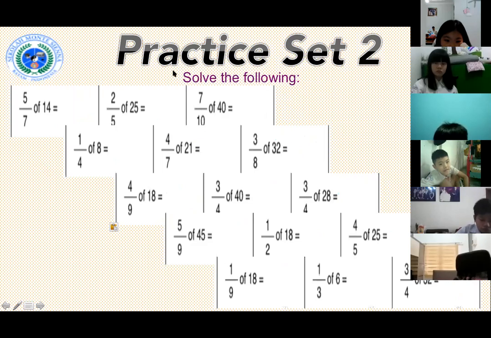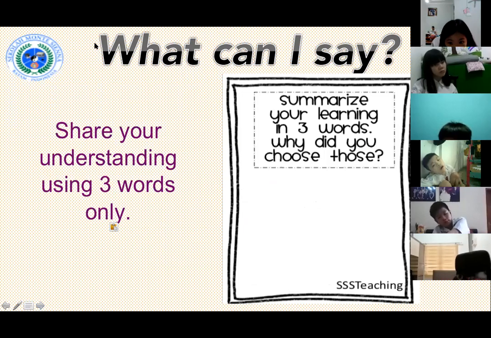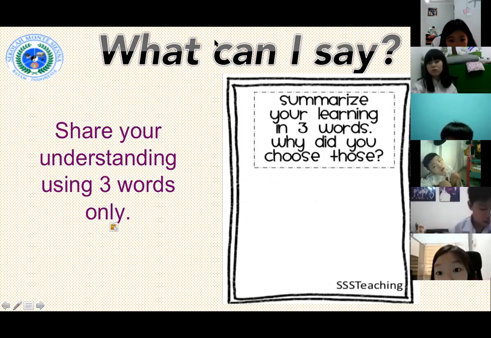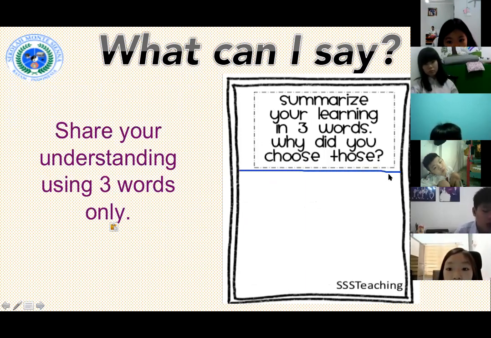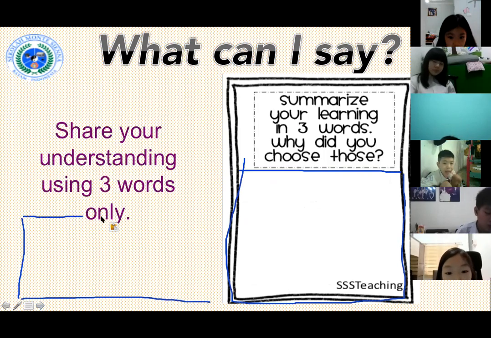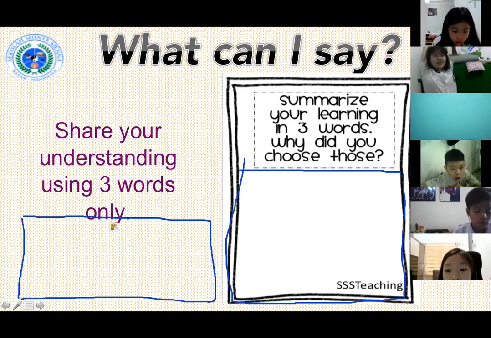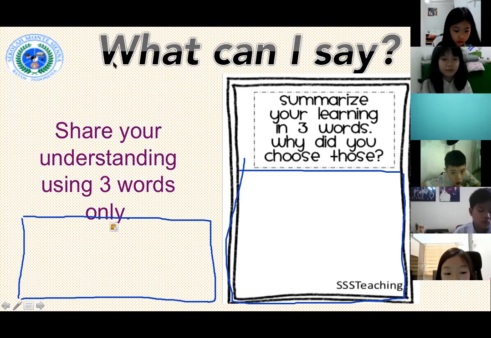Now this time, you know how to annotate using a text, right? Yes. Okay, I will ask you to do reflection. You can share 3 words to summarize your learning. Annotate using a text. Use this part, or you can use any part here and then place your text. Go. You can use 3 words or a single word that will summarize your learning. What can you say about our topic?